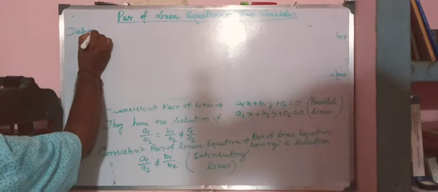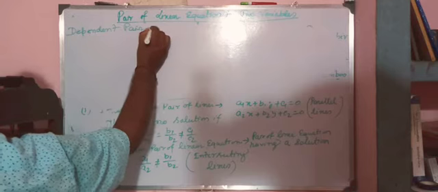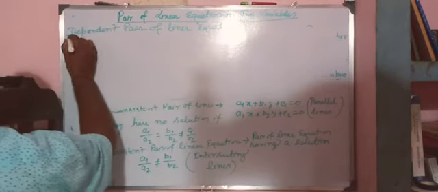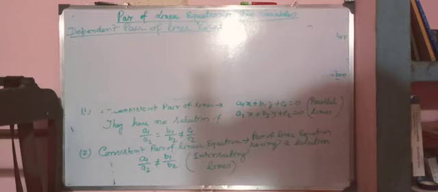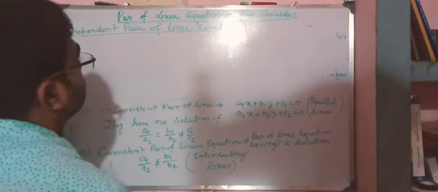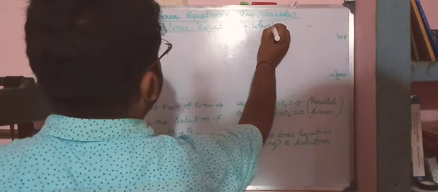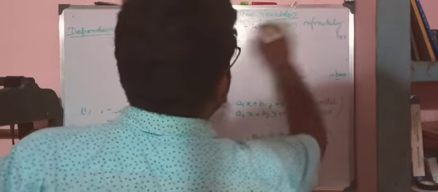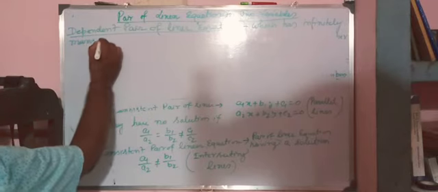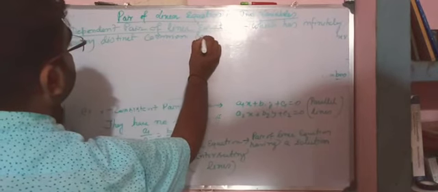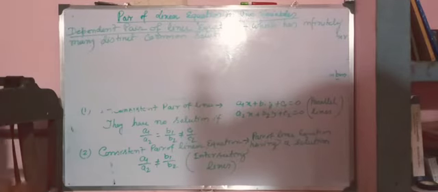Dependent pair of linear equations. Now, a pair of linear equations which are equivalent and has infinitely many distinct common solutions are called the dependent pair of linear equations.